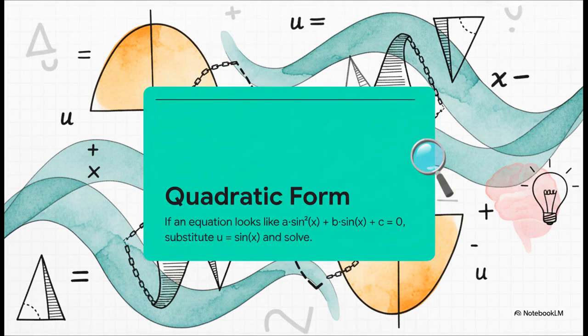First up, the quadratic form. And trust me, this one is a total game changer. If you ever see a trig function that's squared, the same function to the first power, and then a plain old number, a little alarm should go off in your head that says, hey, this is a quadratic. By doing a simple substitution, like letting u equal sine of x, you can magically transform a scary trig equation into a basic algebra problem you've been solving for ages.